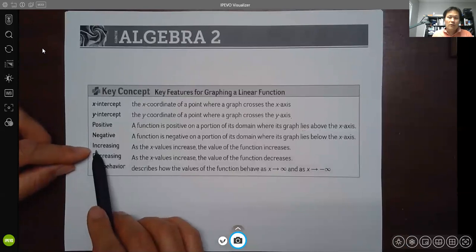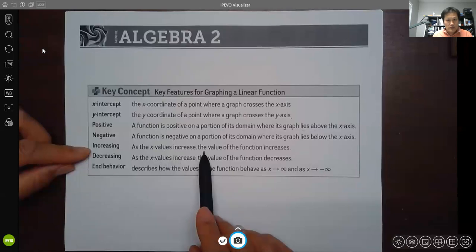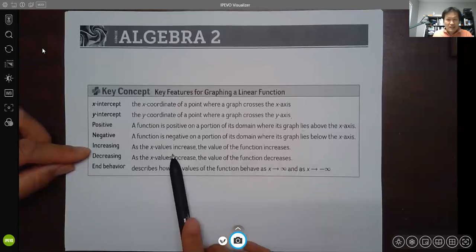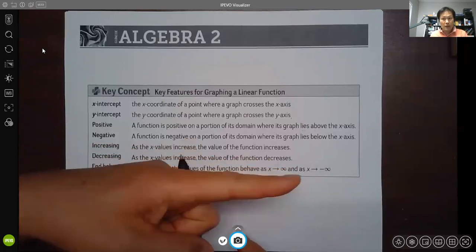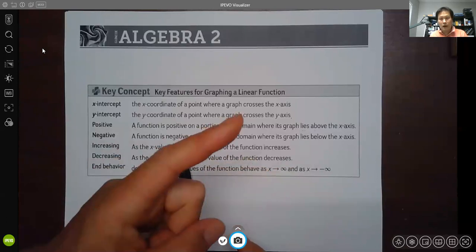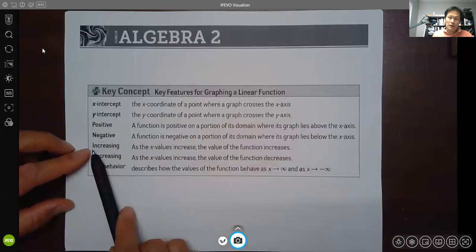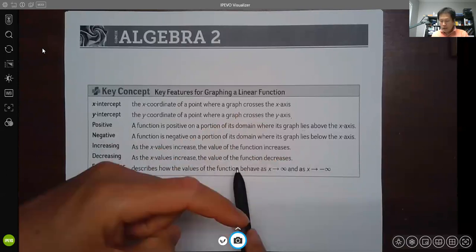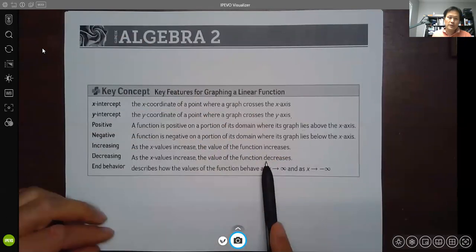What does it mean function is increasing? As x value increases, function increases. As x value increases means as you trace the graph to the right, as you move to the right on the graph, if y value increases, that's what we mean by increasing. Decreasing means as you move to the right on the graph, if y value decreases, that's decreasing.